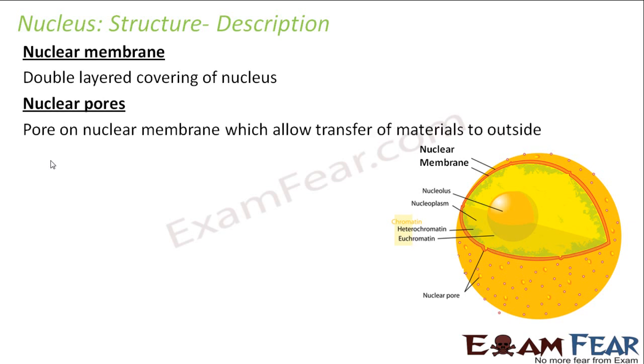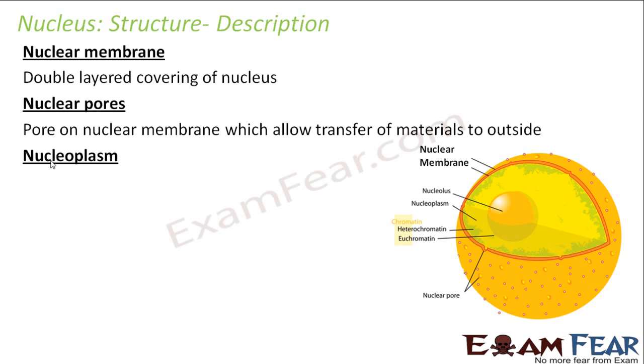Pores on the nuclear membrane allow transfer of materials, because when you have holes over a membrane, suppose you have a ball and you make some holes on the outer covering of the ball, then what will happen? Air can go inside and come back through the holes, right? Similar is the function of nuclear pores. These pores allow transfer of materials from inside the nucleus to outside, as well as from outside to inside the nucleus.